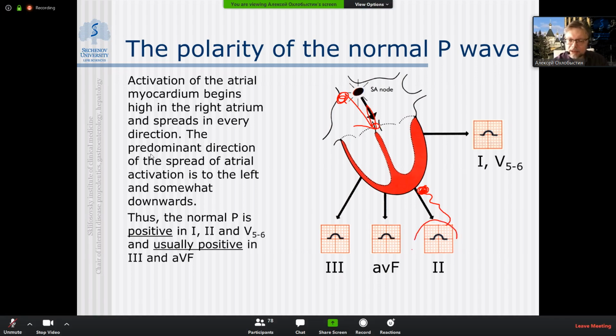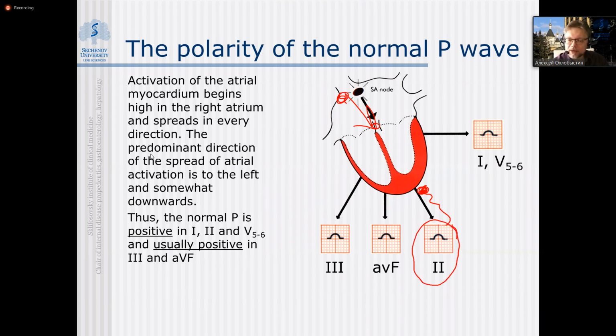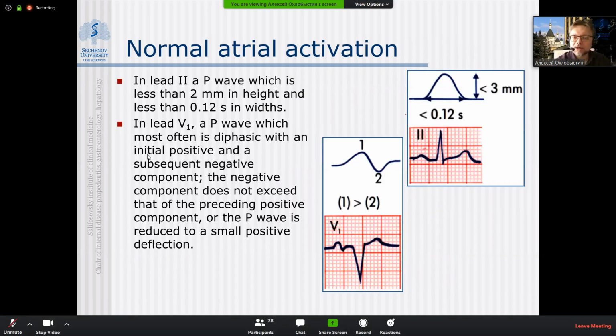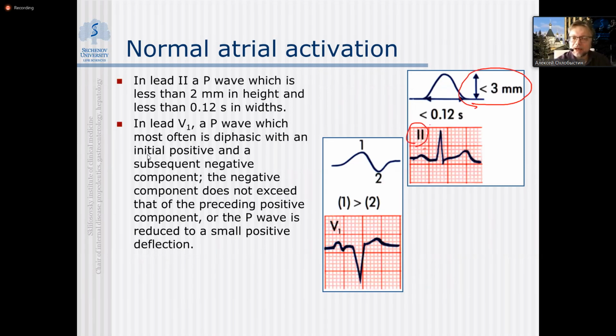Therefore, you should get the tallest positive P in the second standard lead. It should also be positive in AVF, in third, in first standard lead, but it should be highest in the second standard lead. And being highest, it should be less than 3 millimeters, and its duration should be less than 0.12 seconds. That is the normal intensity of activation represented by amplitude, and normal duration of activation represented by width.